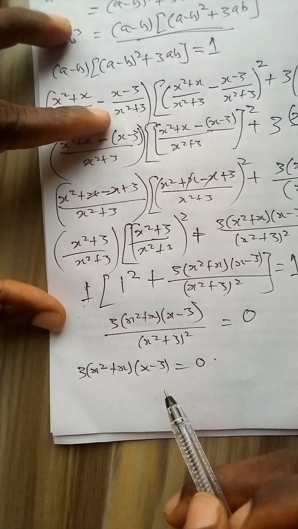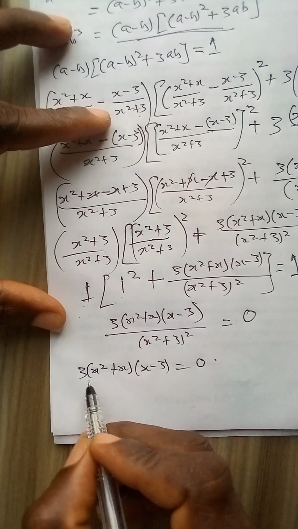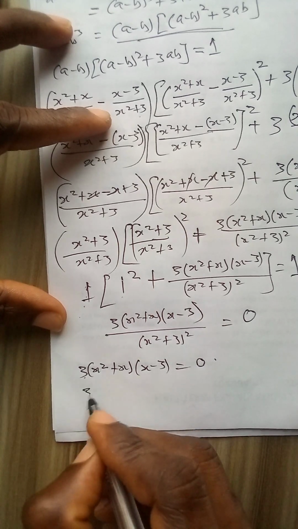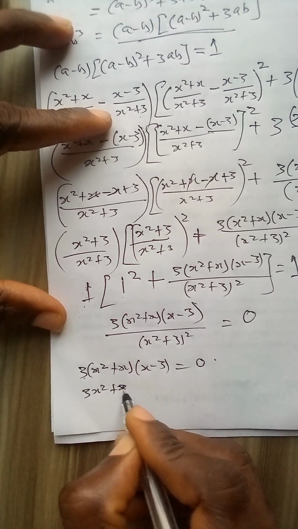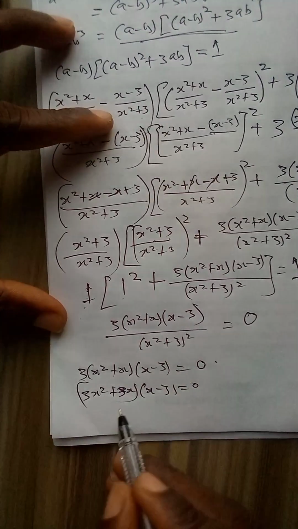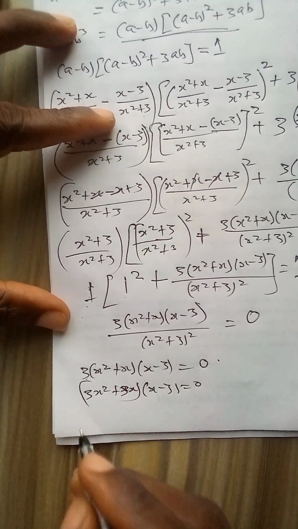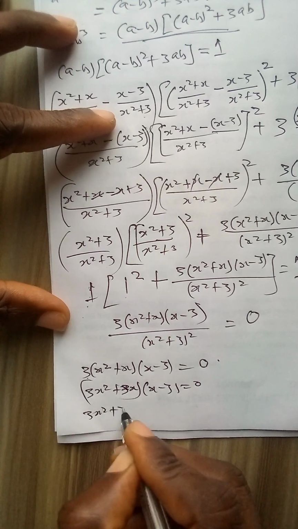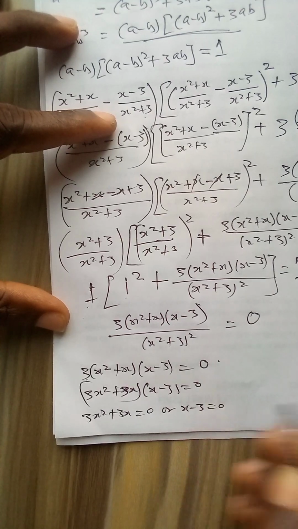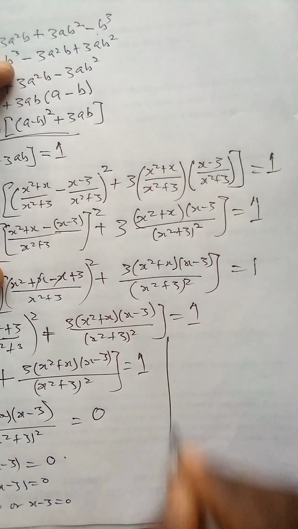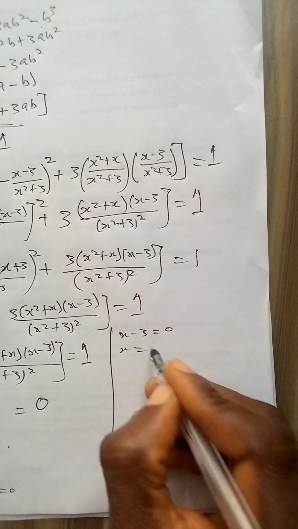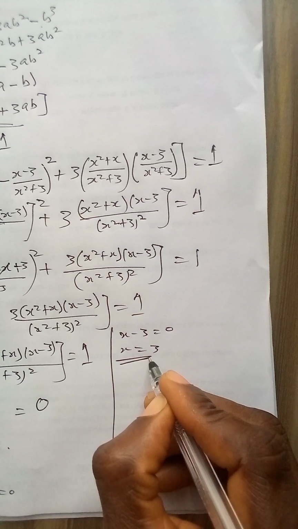This pretty much simplifies the situation for us. So if I distribute this 3, which is outside, in the first bracket, I have (3x squared plus 3x)(x minus 3) is equal to 0. I can now equate each bracket to 0. So this is 3x squared plus 3x is equal to 0, or x minus 3 is equal to 0. Let us start with x minus 3 is equal to 0. X will now be equal to 3. This is the first solution.